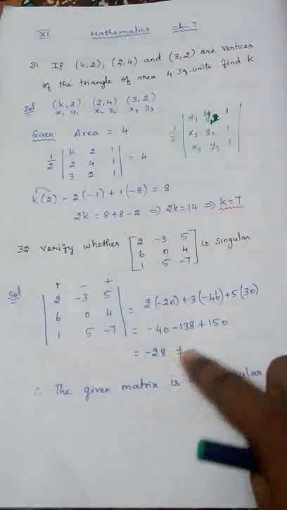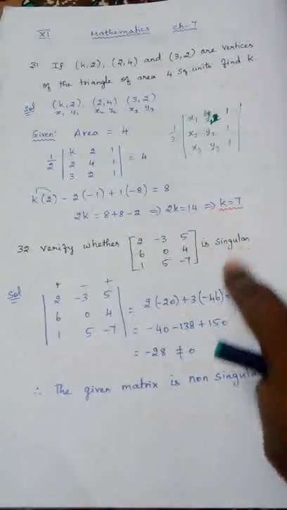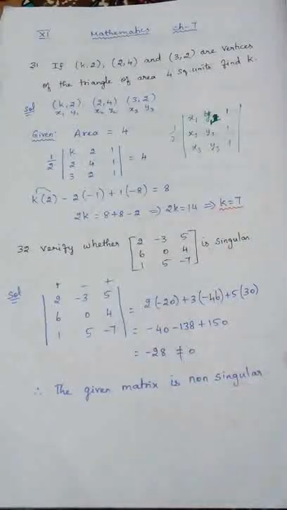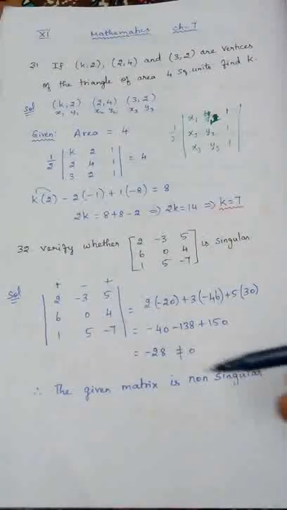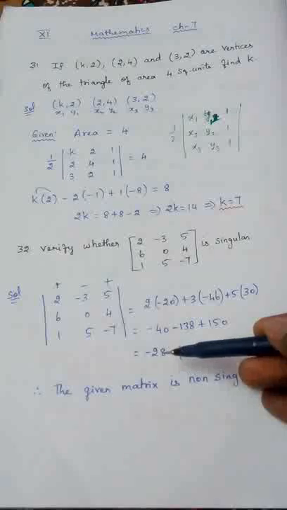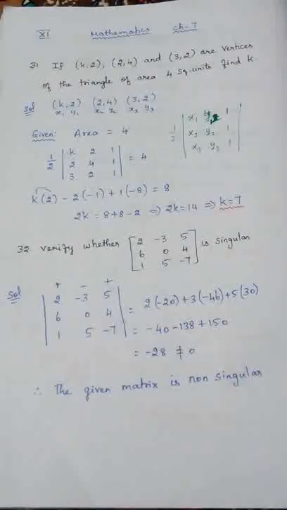So since the value is not 0, we cannot say it is singular. Therefore, the given matrix is non-singular. It is not singular. What is the reason? Determinant value is not equal to 0. Therefore, the matrix is not singular. Next sum.